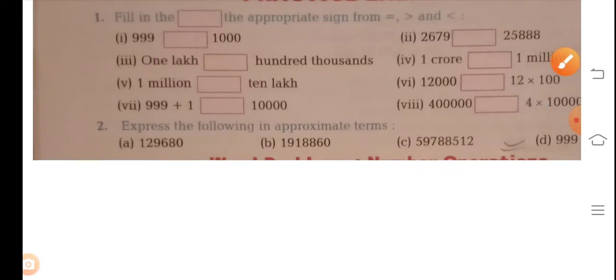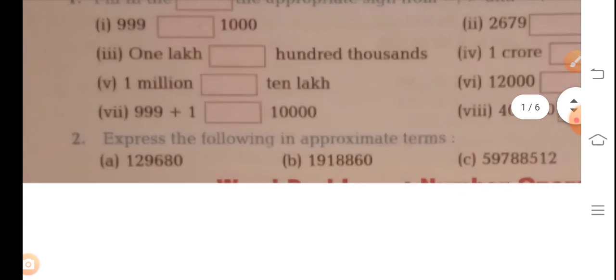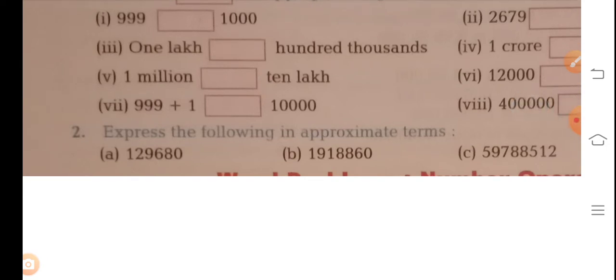And the next question: express the following in approximate terms. Approximate terms means nearest, just about nearest. So firstly you count the number, which is a 6-digit number in lakhs, 1,29,680. Okay, that is the form. And how to approximate? It means 129, so you approximate to 130 thousand.